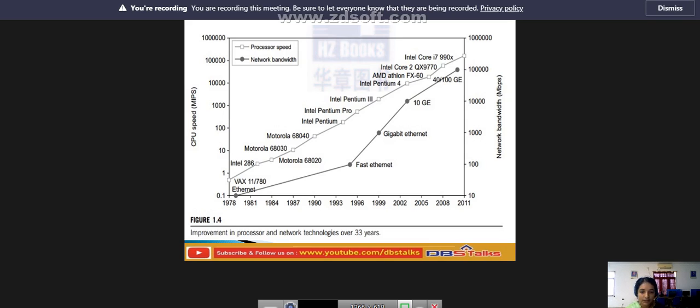In the graph, the upper curve line shows the different processors we are using. Processor speed is measured in millions of instructions per second, and network bandwidth is measured in megabits per second or gigabits per second. The unit G refers to 1 gigabit per second Ethernet bandwidth. This is about multi-core CPUs and multi-threading technologies.